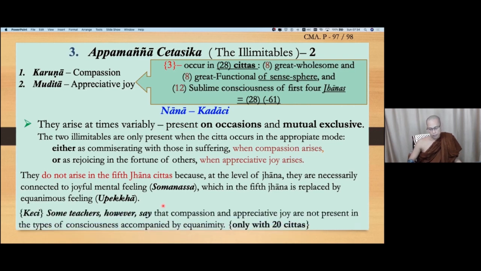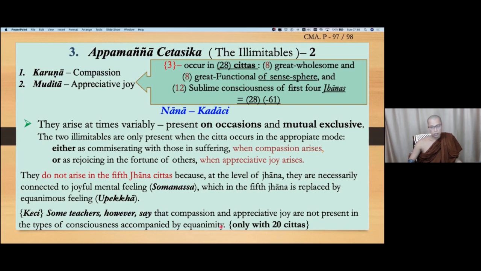But in the Abhidhamma Sangaha, you will see another sentence. It mentions the Kechi. So Kechis are some teachers, according to the Pali. Some teachers say the compassion and appreciated joy, the 2 illimitables, cannot arise in the types of consciousness accompanied by equanimity. So according to them, in the level of sense-pure consciousness also, they cannot arise.